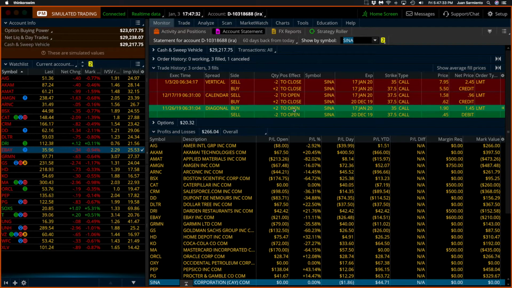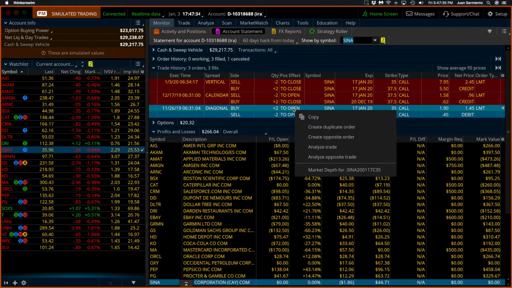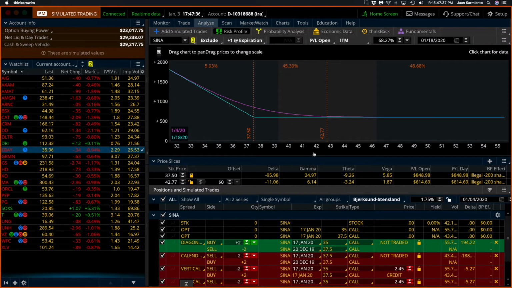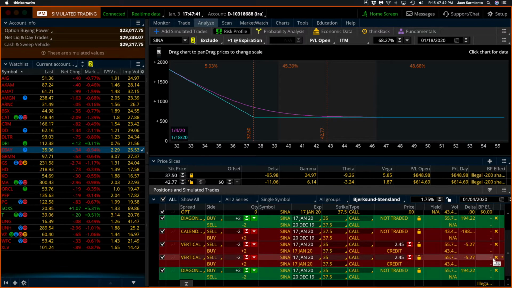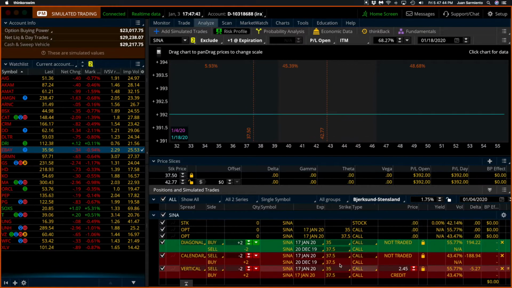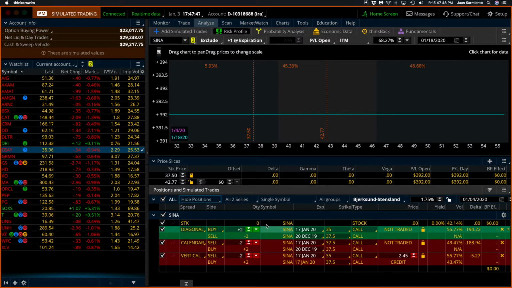To do that, right click on these trades one by one and say analyze trade. That takes it to the analyze tab. And here we have it. If I say hide position so that only the simulation counts, you'd see that I made $392 with that trade.